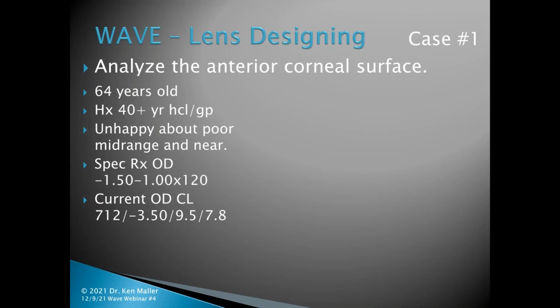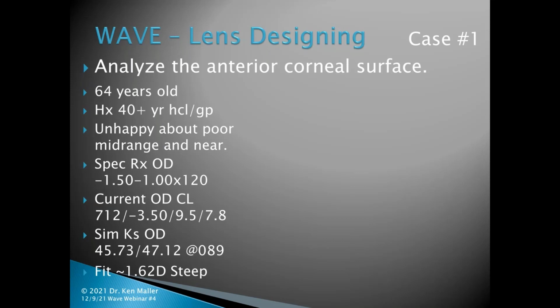Those are parameters that I measured off the lens. I measure every lens that comes into the office, so I know what people are wearing. The Sim Ks on the eye that were measured from topography were 45.73 by 47.12, and so you can see there is about 1.50 of cylinder on the cornea. And the lens was fit a little more than a diopter and a half steeper than the flat K.